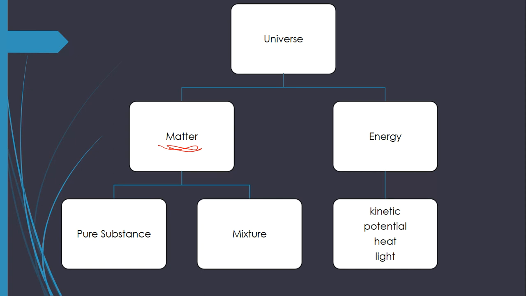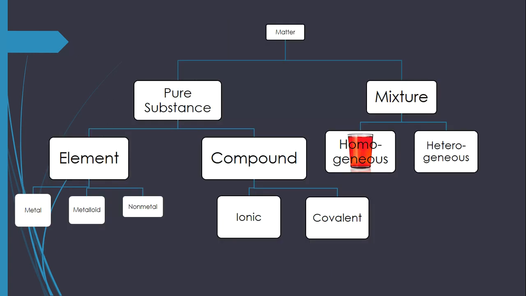So the universe can be divided into either matter or energy, and energy can be kinetic or potential or heat or light, whereas matter can be divided into a pure substance or a mixture. Now you may be wondering, how do I know the difference of these things? Well, pure substances would come off the periodic table, either just one element, or a compound, which is a combination of elements. A mixture, however, is a more complicated mixture or combining of things.